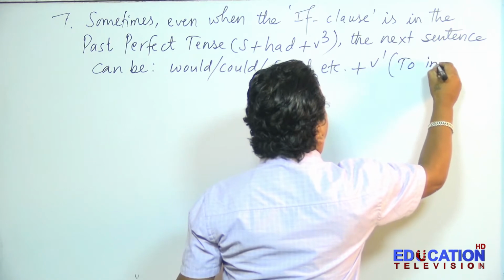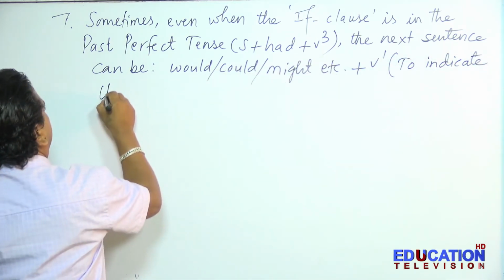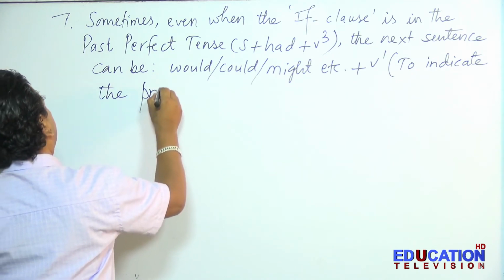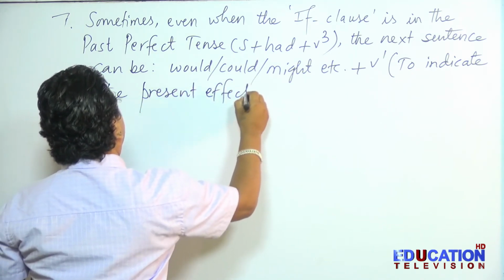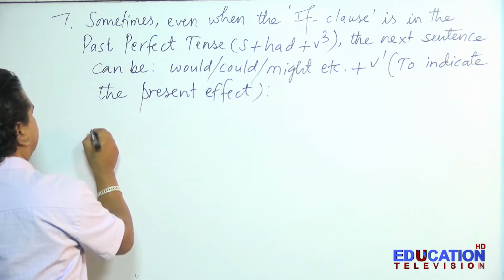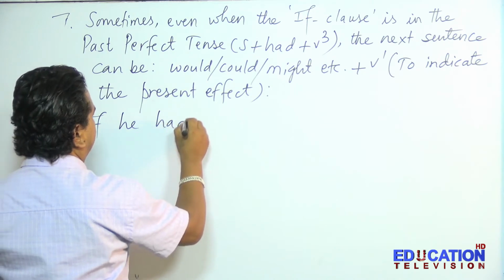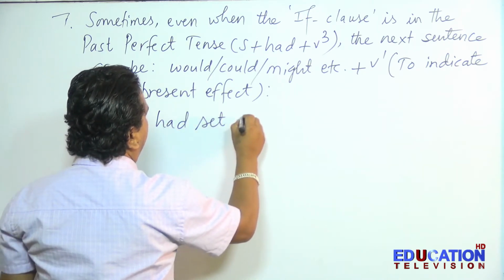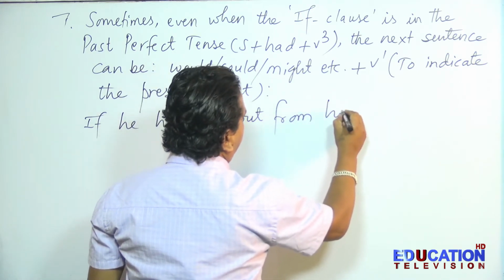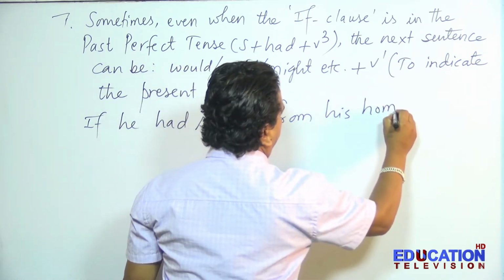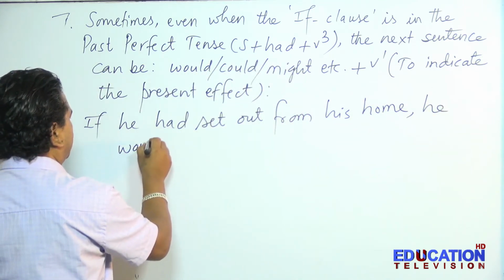To indicate the present effect. For example, if he had set out from his home, he would be here by now.